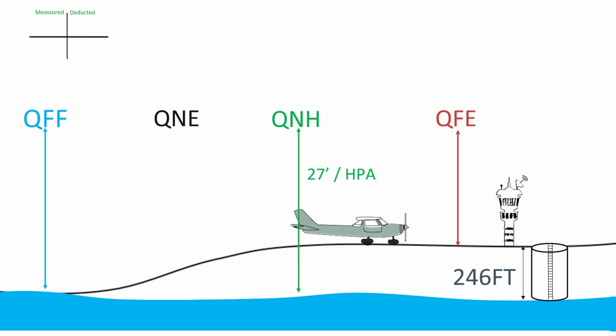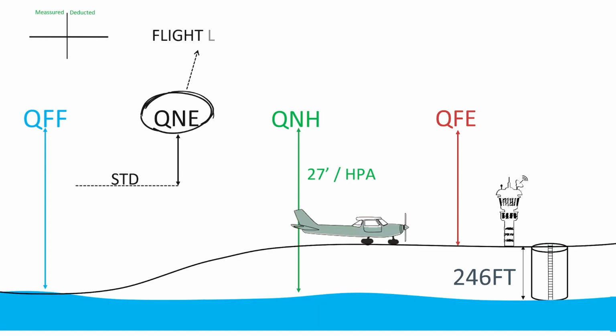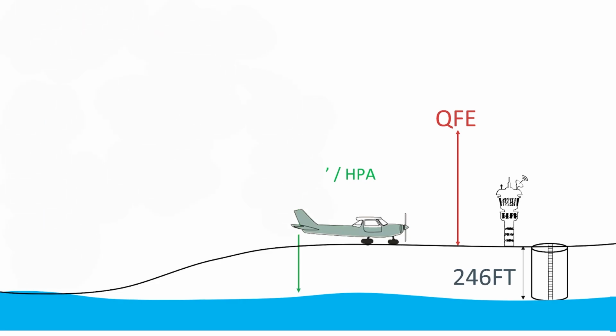QNE you probably have never heard about, but you use it all the time. It is when you take the QFF and you deduct it down to what it would be on an exact ISA day, meaning a day where the sea level is 1013.25 hectopascal. In more common talk so you understand, it is known as the standard pressure setting, and the one we use to indicate flight levels. Hence, if you fly on QNE, you are flying flight levels.